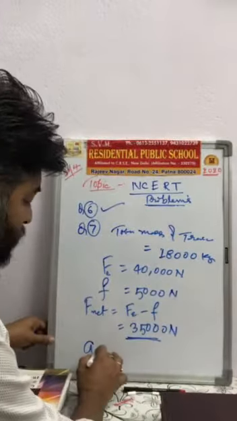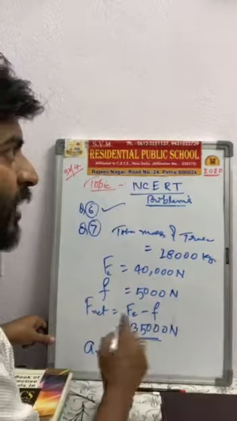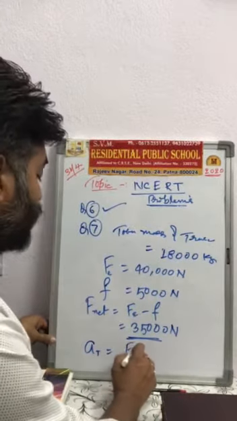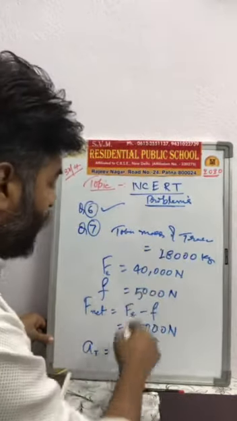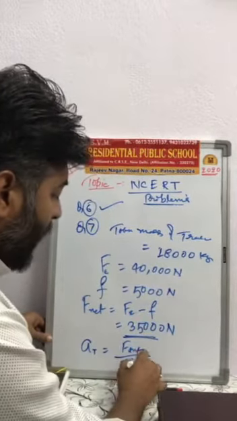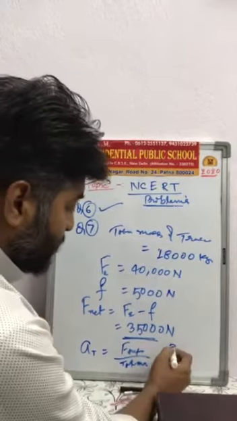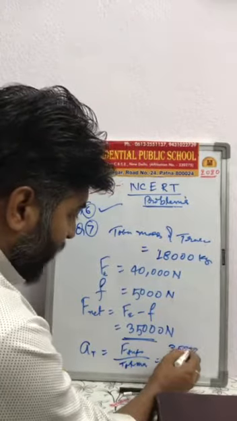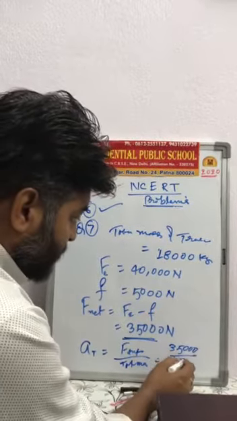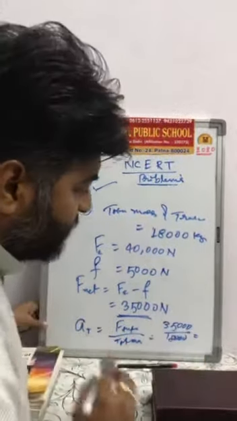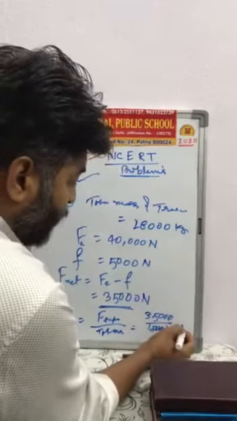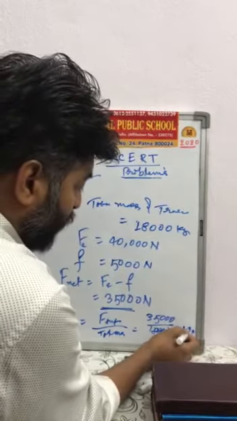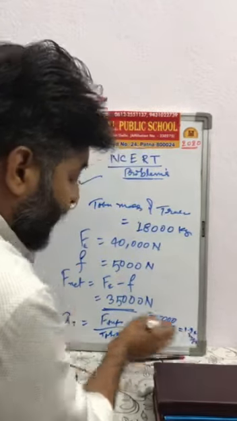The acceleration of the train is equal to the total net force divided by the total mass of the train, and this is equal to 35,000 by 18,000, and we get this value as 1.94 meter per second square.